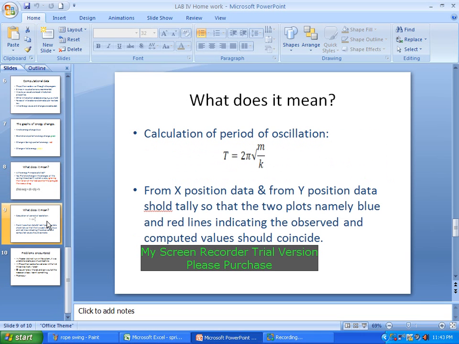For calculating the period of oscillation, from the x position data we first calculate T, and then from y position data we calculate it again. They should tally so that the two plots, blue and red lines indicating the observed and the computational values, coincide. Thank you.